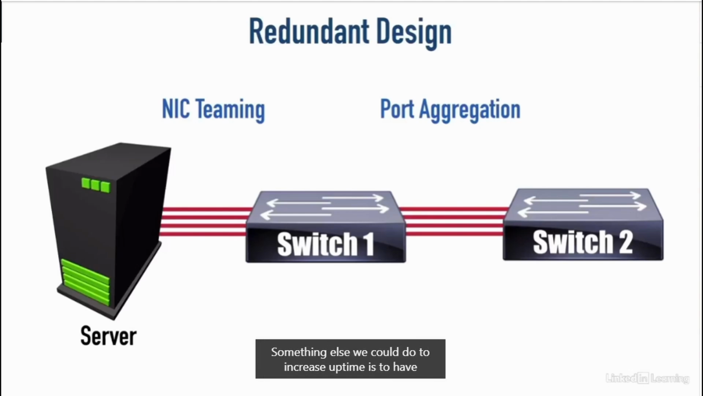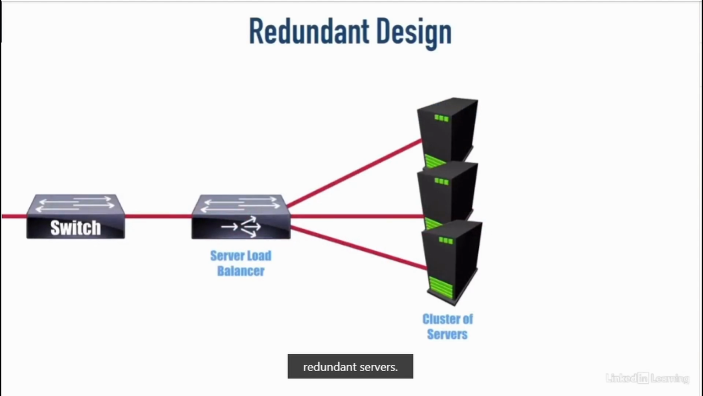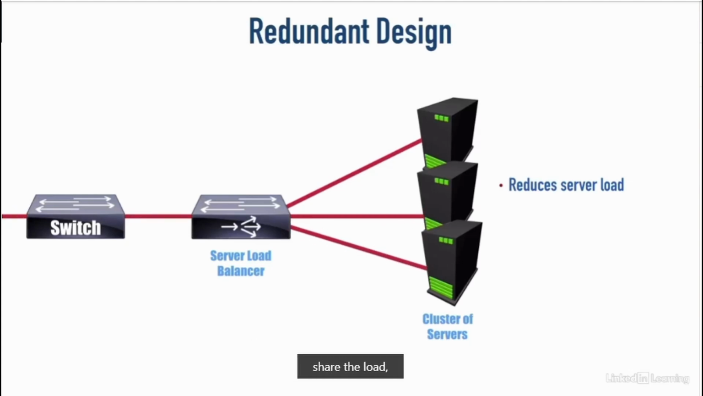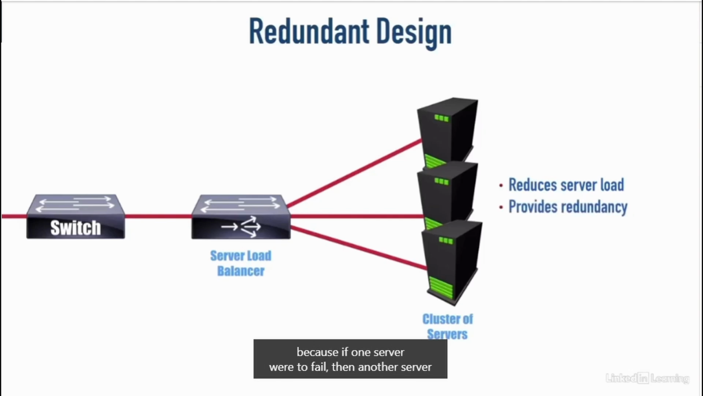Something else we could do to increase uptime is to have redundant servers. We could have a cluster of servers, each of which contained the same information. And that would let us maybe take one server out of service and do some maintenance on that. And by having multiple servers containing the same information, we could load balance across all those different servers. We could have a load balancing appliance that let us share the load. And it's going to give us redundancy because if one server were to fail, then another server can take over. So we're going to get load balancing and we're going to get redundancy. We're going to get better maintenance windows where we can take something out of service.